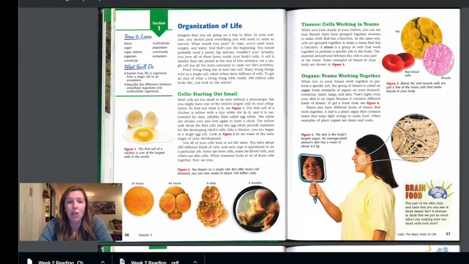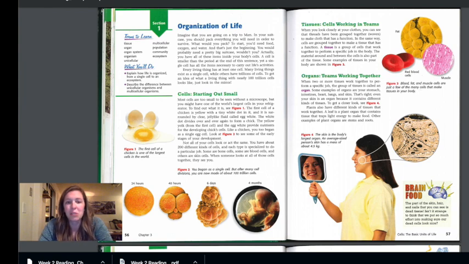A cell is smaller than the period at the end of this sentence, yet a single cell has all the items necessary to carry out life's activities. Every living thing has at least one cell. Many living things exist as a single cell, while others have trillions of cells. To get an idea of what a living thing with nearly 100 trillion cells looks like, just look in the mirror. Cells, starting out small.